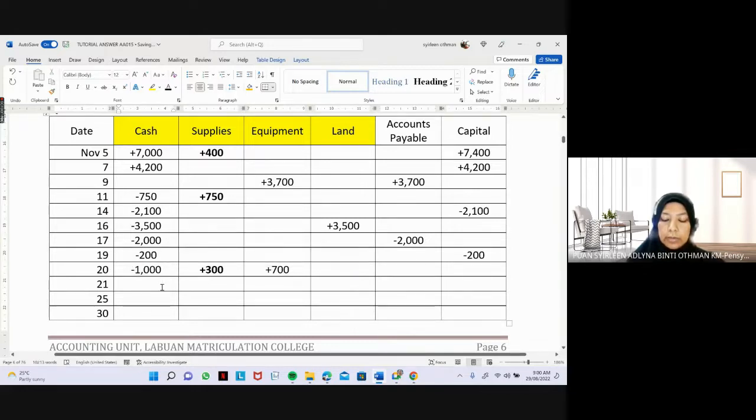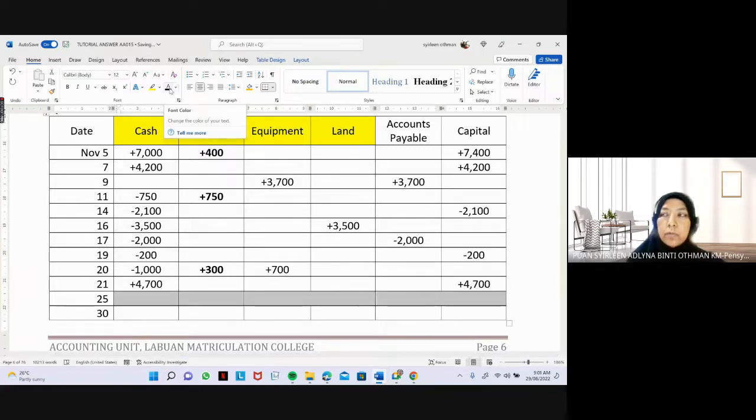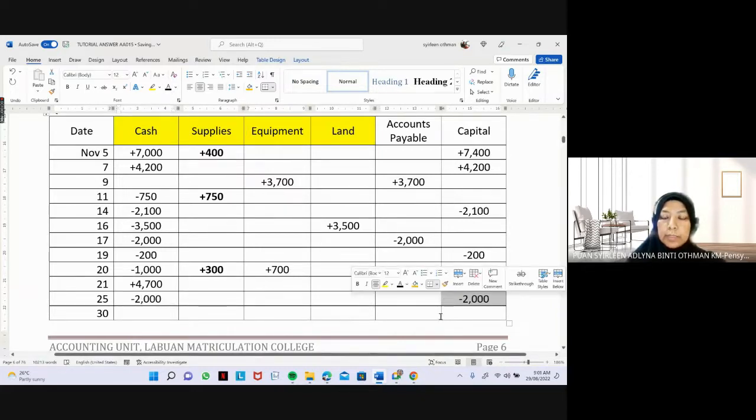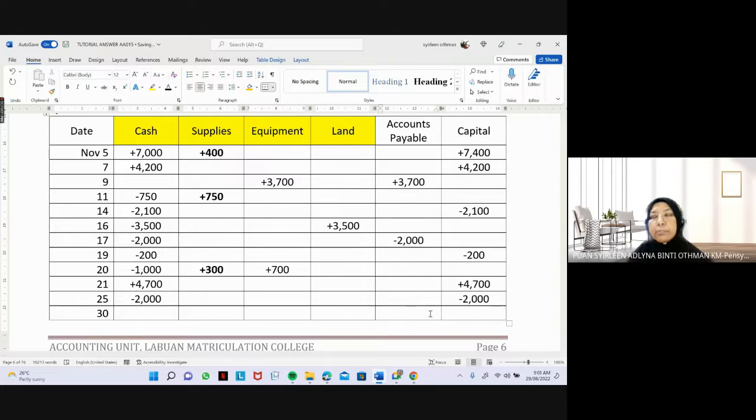Okay, alright. And then 21st, you receive 4,700 for services rendered. Service dah buat. So capital akan tambah 4,700 and payment has been received. So plus 4,700 di cash. So on the 25th, kita withdraw, that is drawings. Cash akan keluar 2,000, capital pun akan keluar 2,000. Okay, on the 30th, inventory of supplies showed 600 of supplies on hand.